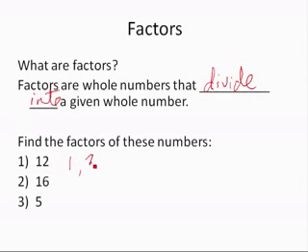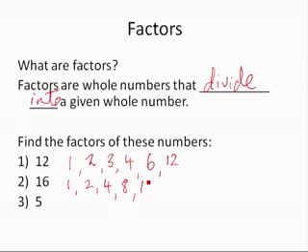Then we have 2, 3, 4, 6, and 12 itself. For 16, again we have 1, 2, 4, 8, and then 16. Now for 5, the only numbers that will divide into 5 are 1 and 5 itself.